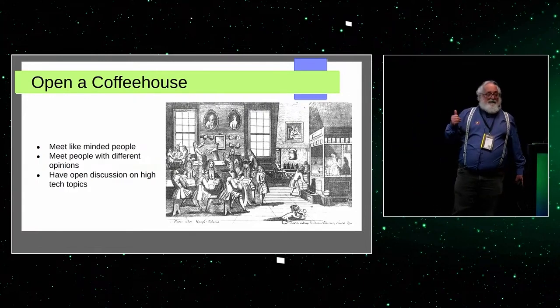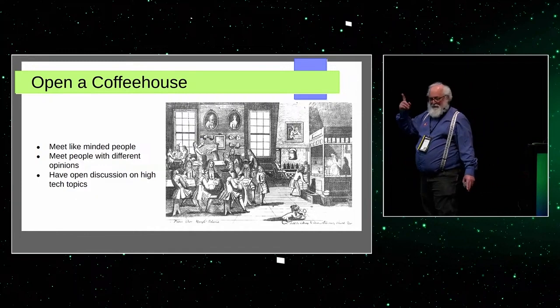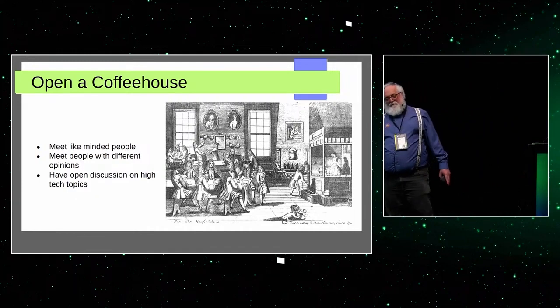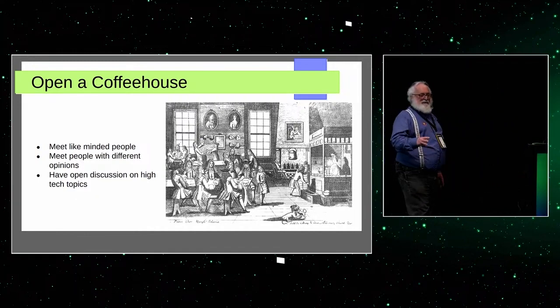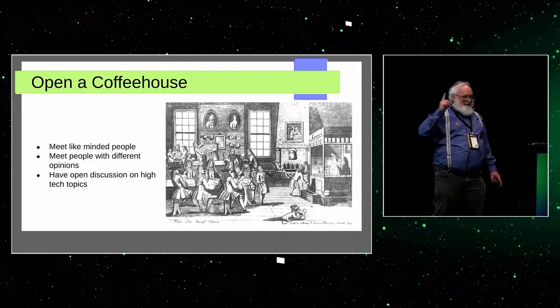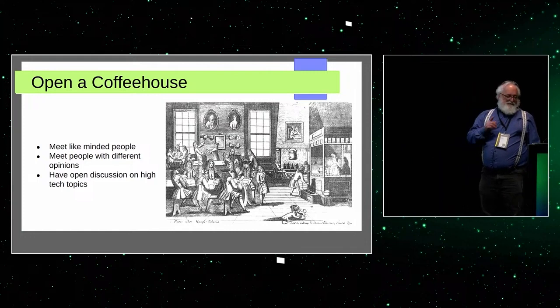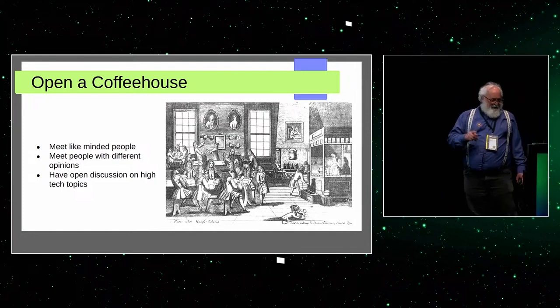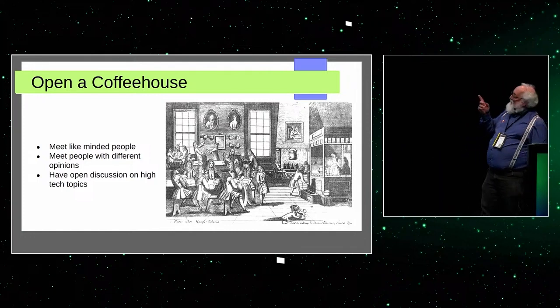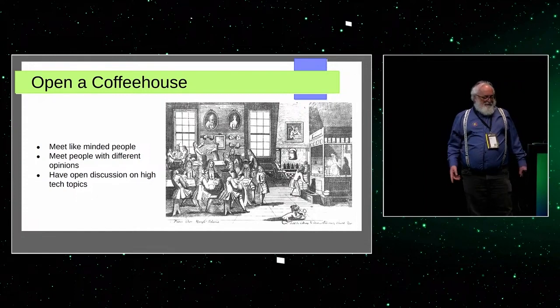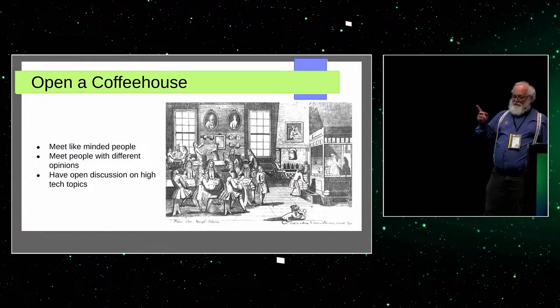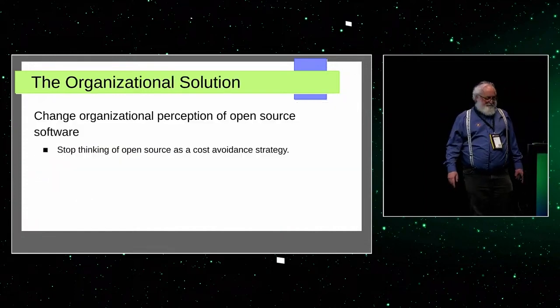We could open a coffee house. You can meet like-minded people, and people with different opinions, and we could discuss high-tech topics. Edward Lloyd did it, and it brought the shipping industry its first insurance company. All right, so think about that for a minute. But let's look at what organizations might be able to do to mitigate their risks.